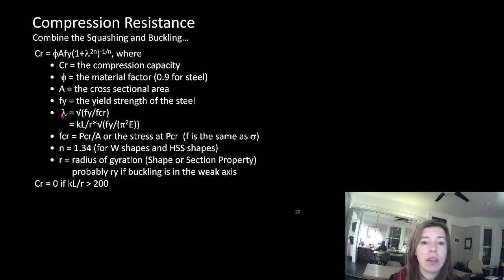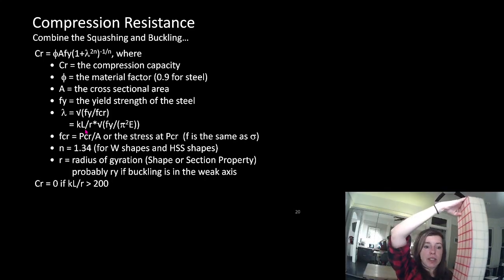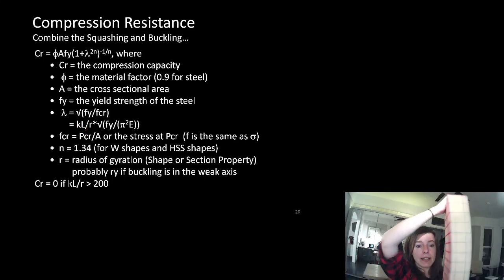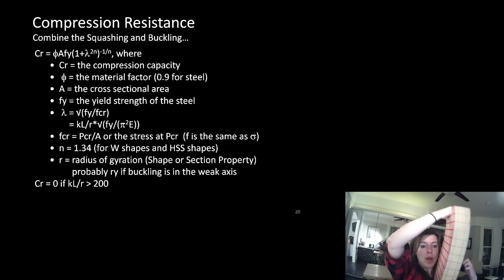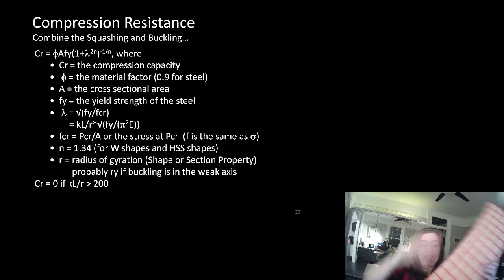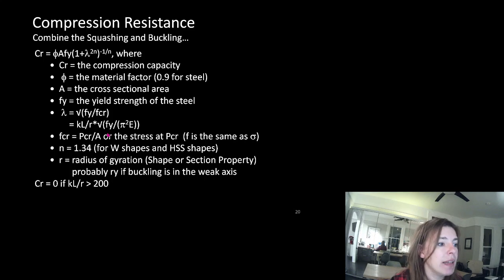Lambda is something you don't know, but it's KL divided by r times the square root of Fy divided by pi squared E. Okay, well, let's look at that. K, I've told you, is usually going to be 1, unless I tell you otherwise. L is the unbraced length. So if it's not braced, that's the full height. If there's something here stopping it, well, it's only going to be half the height. So we know what L is.